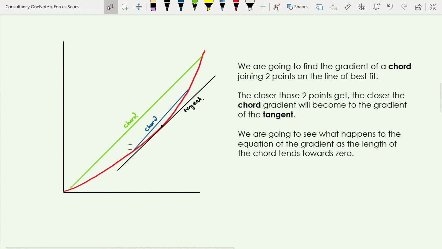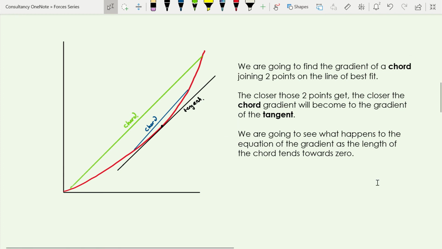We might have a shorter chord that goes between these 2 points here. And what we're going to do is use the fact that the closer the 2 points we draw the chord between get, the closer the chord gradient becomes to the tangent gradient. And we're going to see what happens to the equation of the gradient of the chord as the length of the chord tends towards 0.